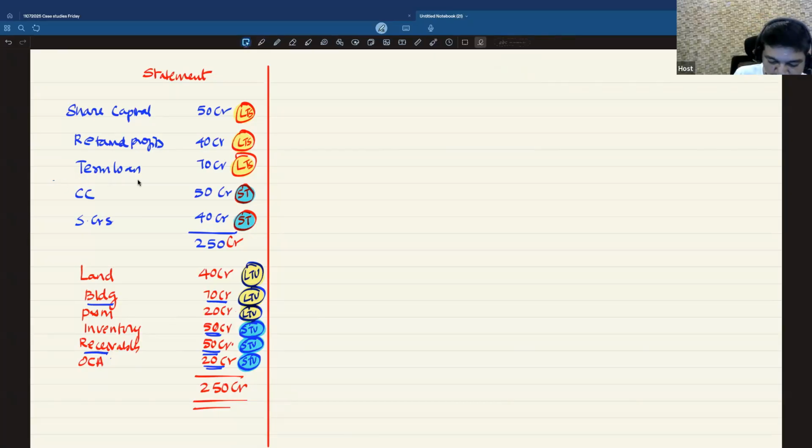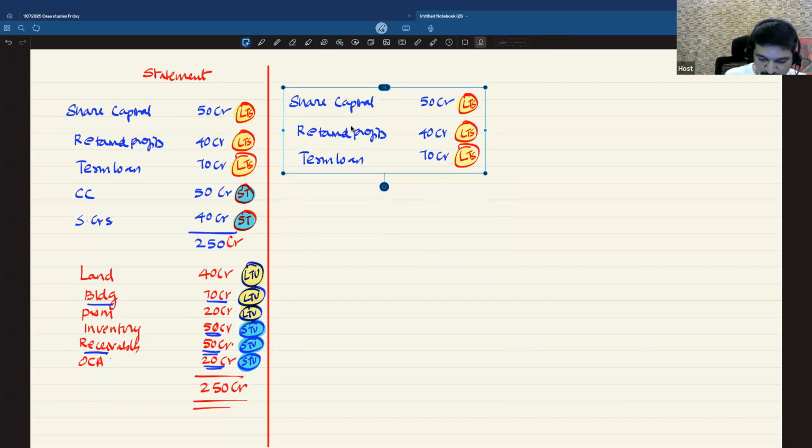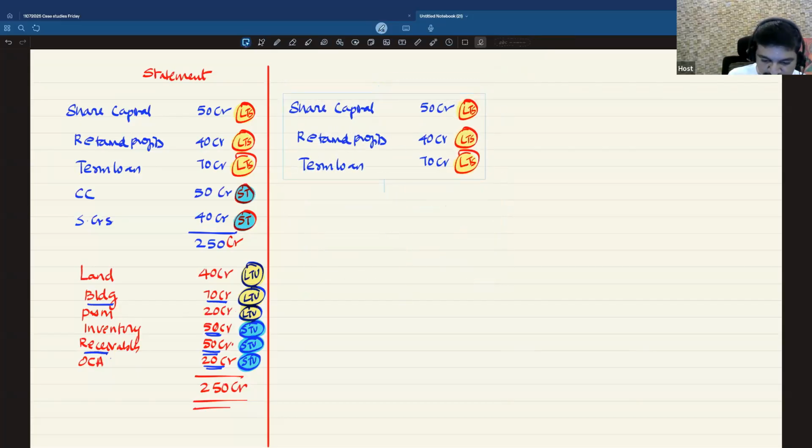So what we will do, we will take the long-term sources and we will put them here. These are all long-term sources, right? So what is the total long-term source? Can somebody tell me what is the total long-term source? It makes the total long-term source 160 crore. Okay. Now let me compare the long-term source with the long-term uses. So look at here, these are all the long-term uses I can see.